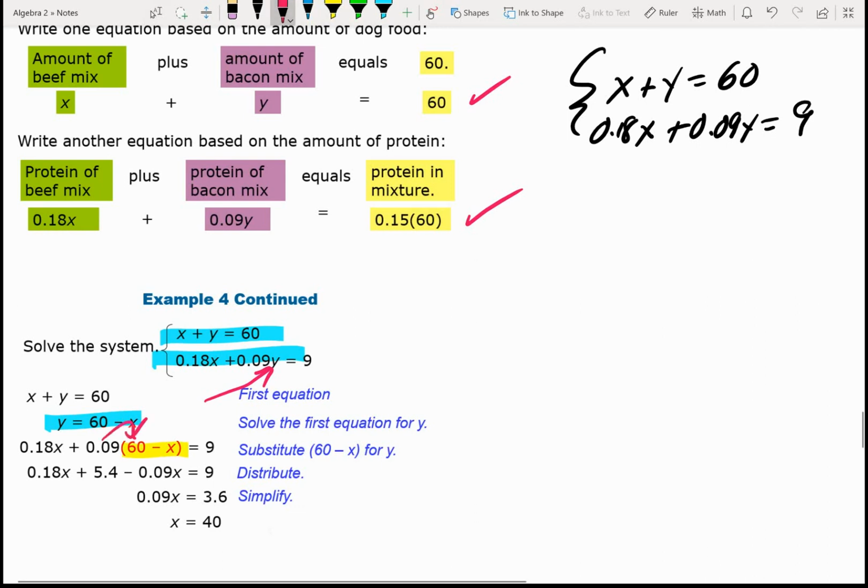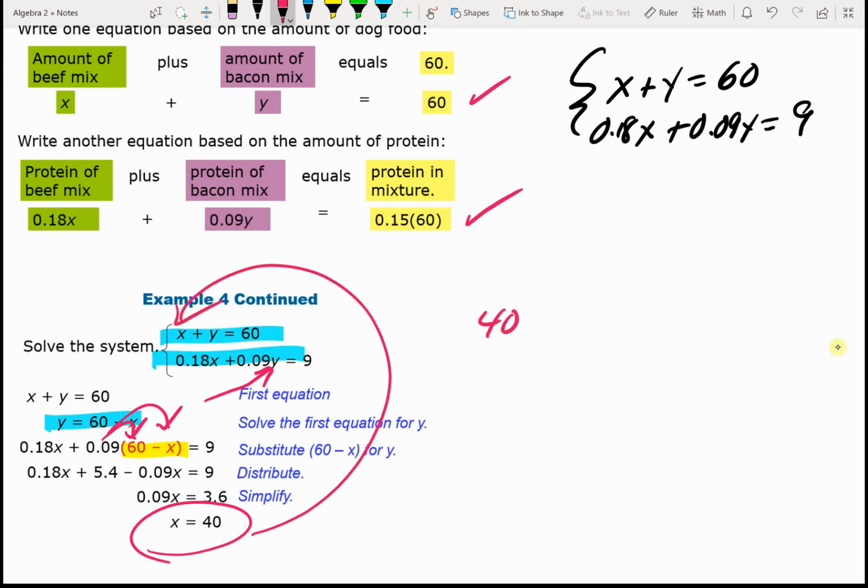Distribute the 0.09 to 60 and you get 5.4. Distribute the 0.09 to negative X and you get negative 0.09X. Combine your like terms, 0.18X minus 0.09X gives you 0.09X, and then subtract 5.4 from both sides and you get X is equal to 40. Well, it's easy to see here, if X is equal to 40, then Y has to be 20. So 40 plus Y equals 60, Y equals 20.